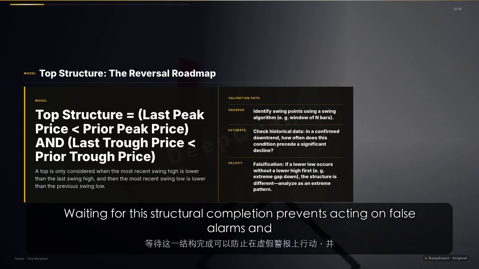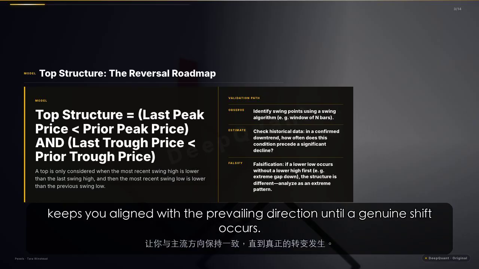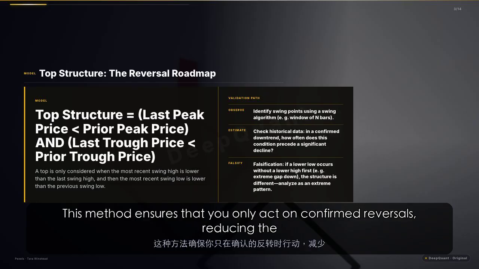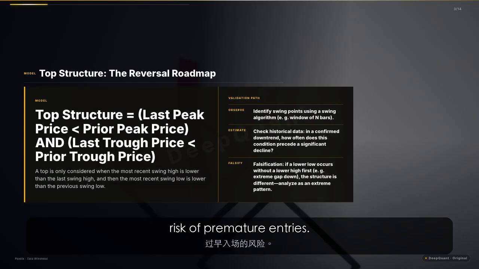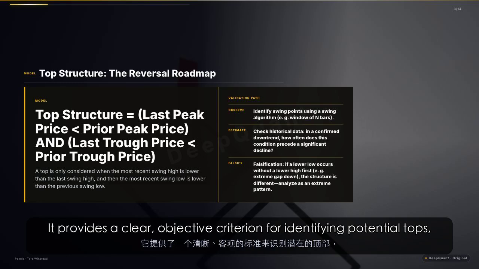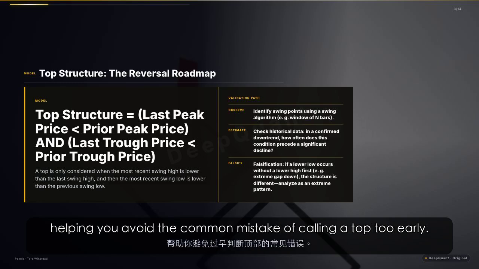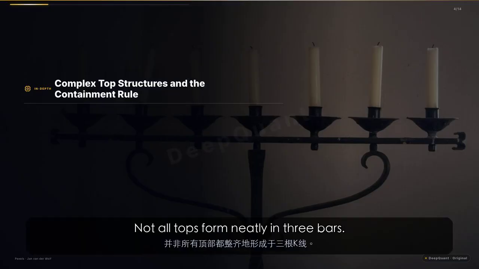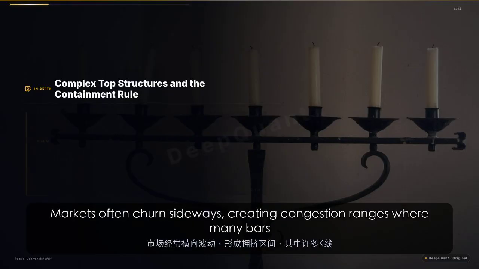Waiting for this structural completion prevents acting on false alarms and keeps you aligned with the prevailing direction until a genuine shift occurs. This method ensures that you only act on confirmed reversals, reducing the risk of premature entries. It provides a clear, objective criterion for identifying potential tops, helping you avoid the common mistake of calling a top too early.